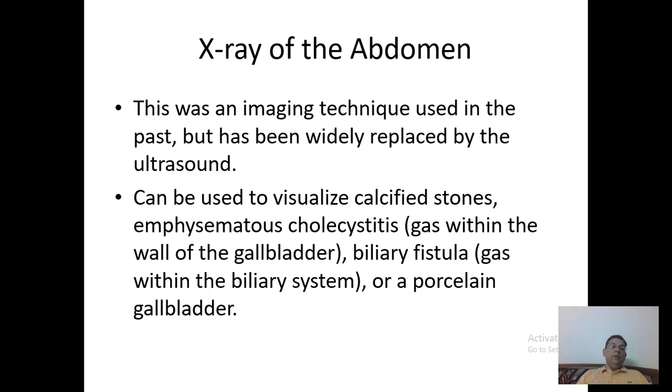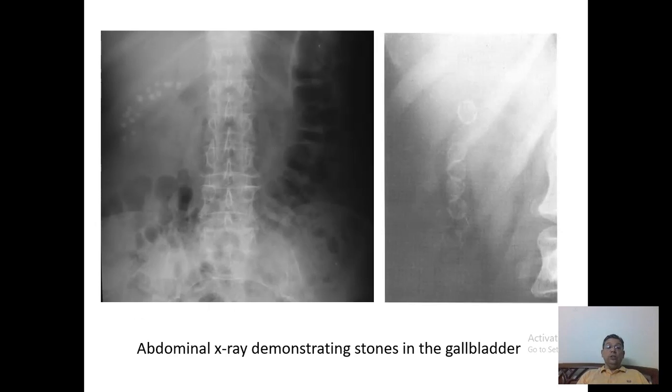Plain X-ray of the abdomen is not a very reliable investigation, especially for the biliary system. Only about 7% of the gallstones are radiopaque on plain X-ray, so that is why another technique like oral cholecystogram was used before the advent of ultrasound. And हमारे जो सीनियर्स थे जिस ज़माने में अल्ट्रासाउंड अभी easily available नहीं था, oral cholecystogram was the investigation of choice to identify gallstone disease.